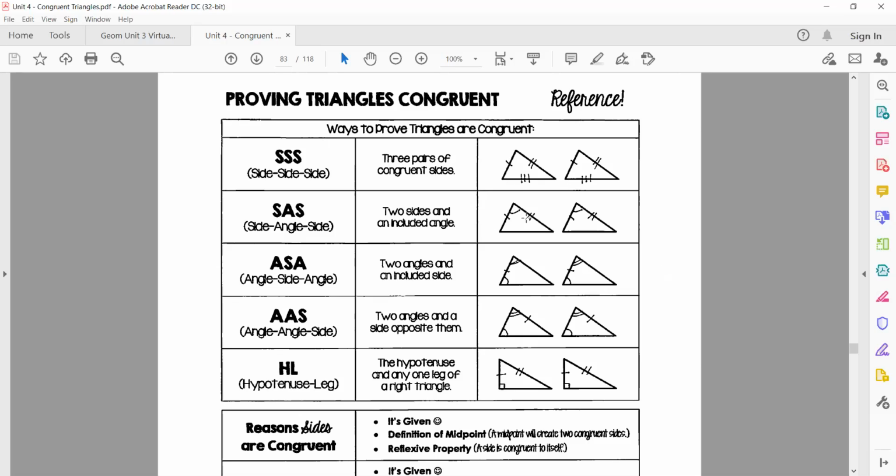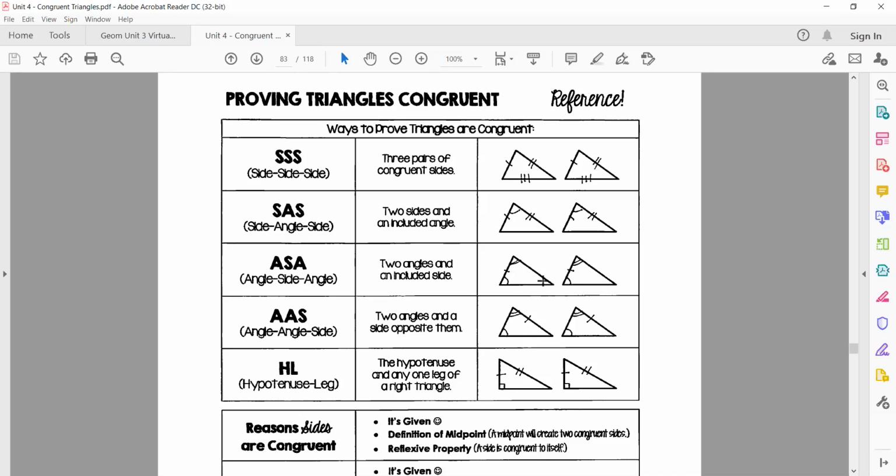Side, angle, side. You see from the tick marks what's congruent to what between the 2 triangles. That angle has to be in between the 2 sides that are congruent. It connects the 2 sides that are congruent, not someplace else in the triangle. It might be a different proof if that's the case.